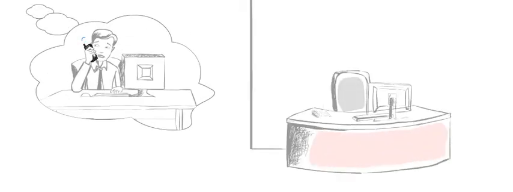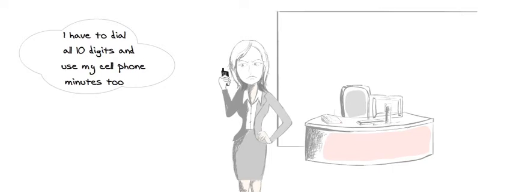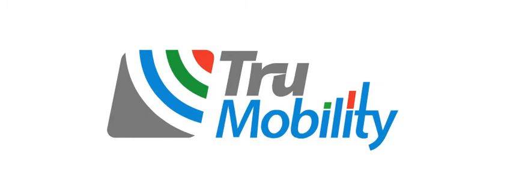If she is away from her desk and someone tries to call her, that call is sent to voicemail, only to be retrieved when she returns. And finally, if she makes a call to a coworker, she can't dial the corporate extension. If only there was a way that my cell phone functioned like my desk phone. Now there is with TruMobility.